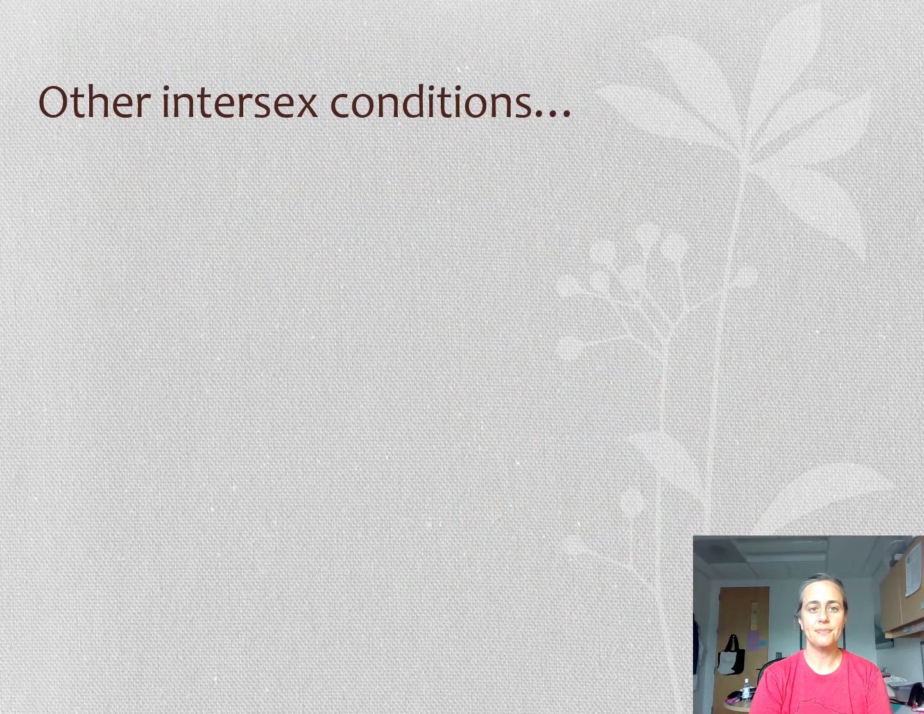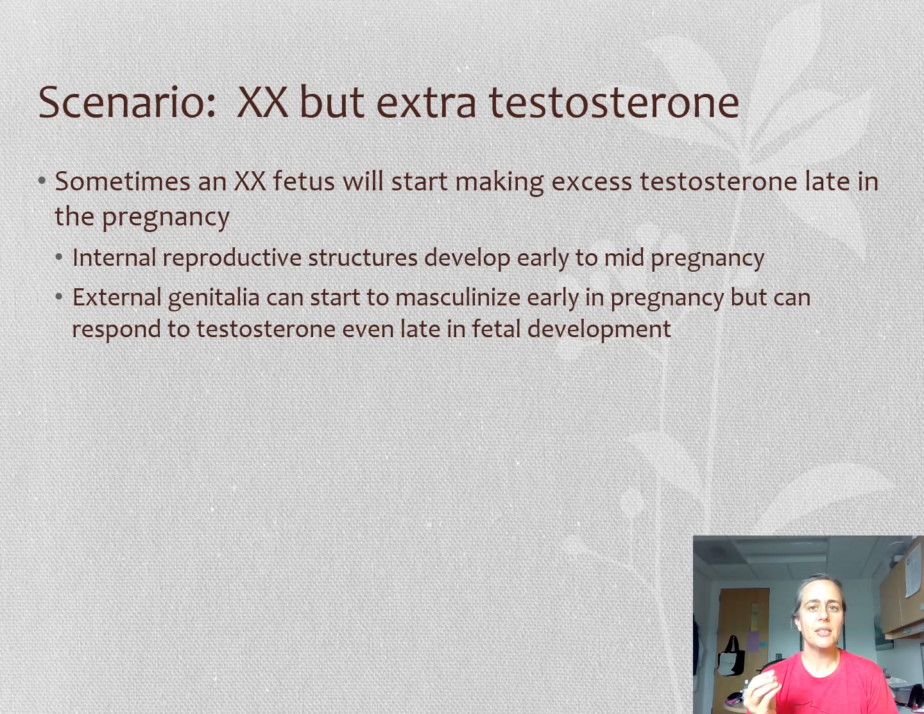All right, let's talk a little bit more briefly about some other intersex conditions, some other interesting differences that can occur. So what about somebody who has XX chromosomes, but later in fetal development, towards when they're going to be born, their body starts making extra testosterone, excess testosterone, levels of testosterone that are normally not at all seen in somebody with XX chromosomes. And this is interesting because those internal reproductive structures that we talked about, the Mullerian ducts, the Wolffian ducts, develop in the early to mid parts of pregnancy.